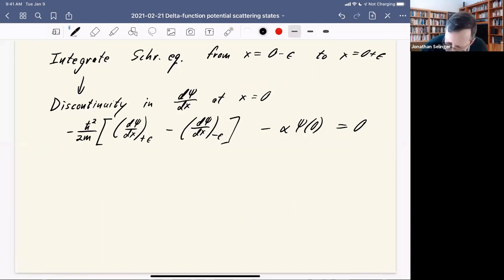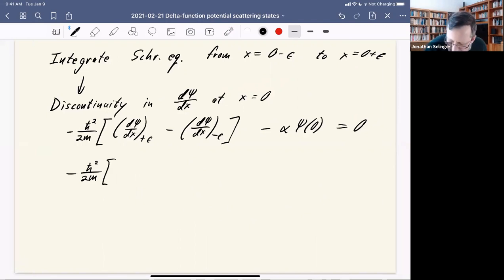Okay, this works, but it's kind of a pain. Okay, so let's, I don't know, I'll do it. It's painful, but I'll do it. Why not? Okay, so negative ħ² over 2m.